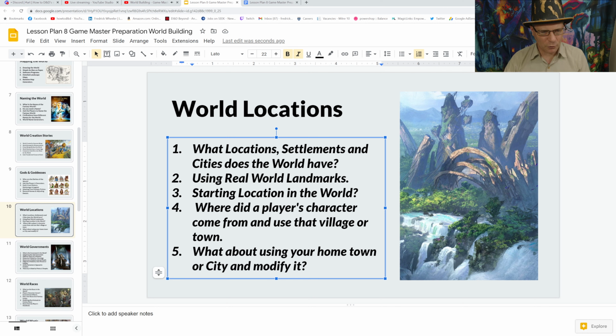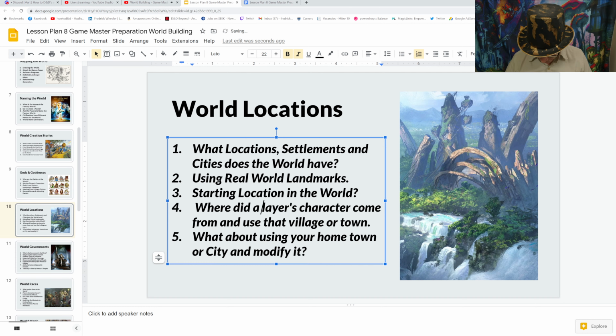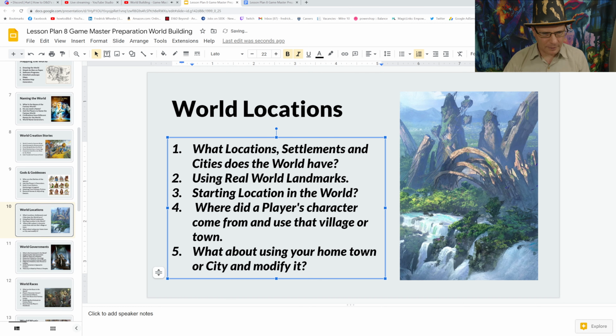Starting location in the world. Where did the player characters come from? I think we're just going to put capital P for this. Where did the players' characters come from, and use that village or town. So if you can get the players to actually provide you with your starting location, it's kind of handy. So we'll put this in here.